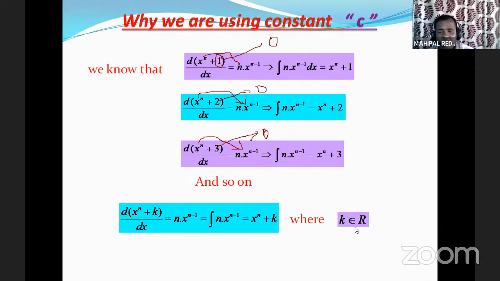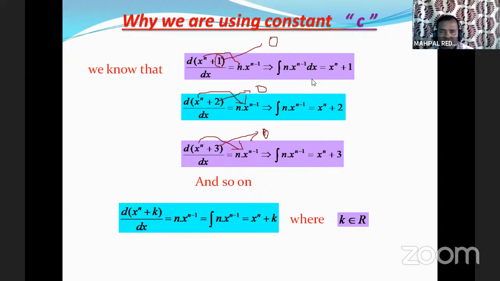k is nothing but k belongs to R, the real number set. So for any constant value, the derivative of x power n plus k equals n into x power n minus 1. So from here we are getting the integration of n into x power n minus 1 equals x power n plus k.